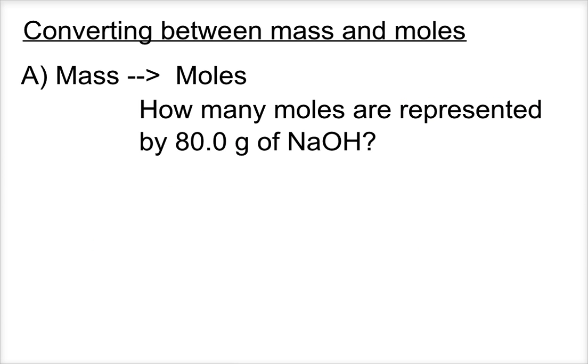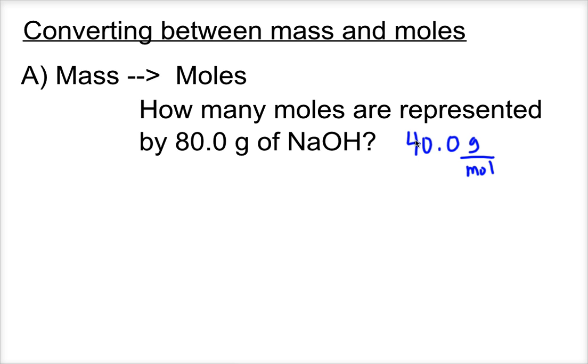So the other approach in converting between mass and moles is if you are given a quantity in grams, you're given mass, and you're being asked to figure out how many moles that is. All right, so this problem here says how many moles are represented by 80.0 grams of NaOH. Well, we already know that the molar mass of NaOH is 40.0 grams per 1 mole.